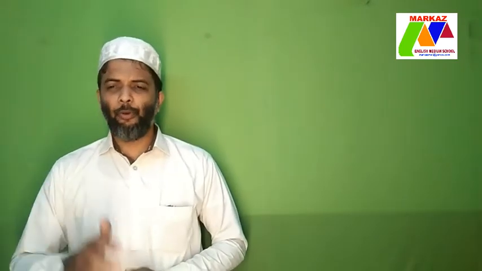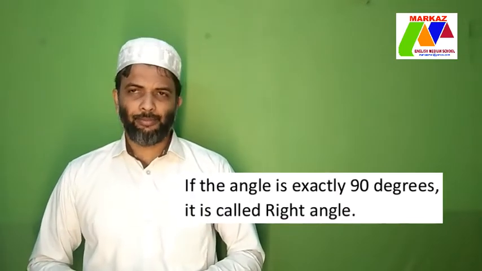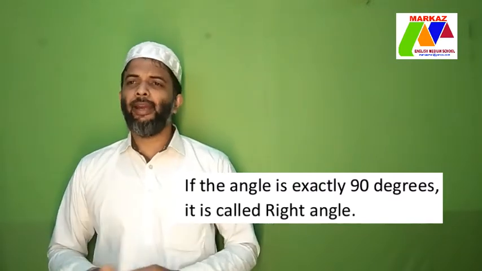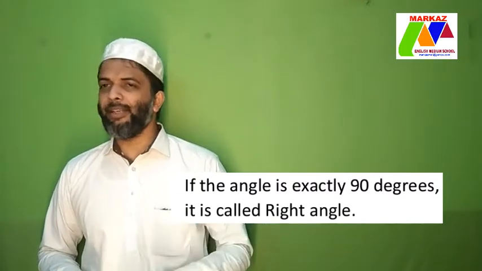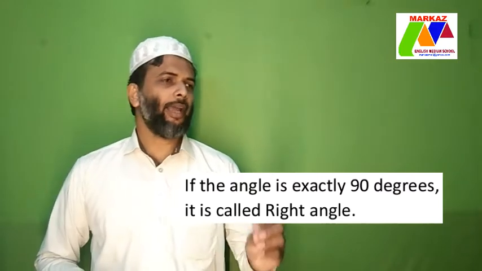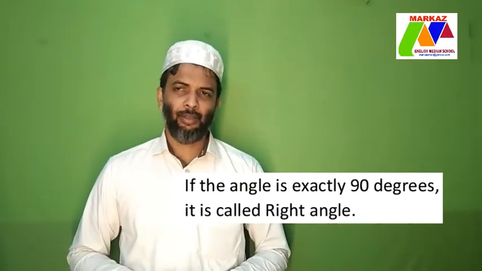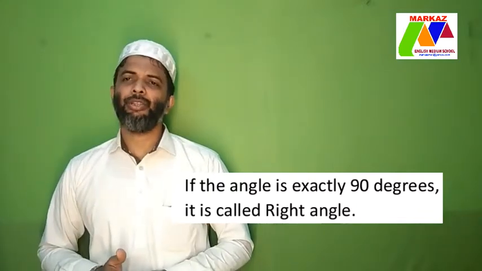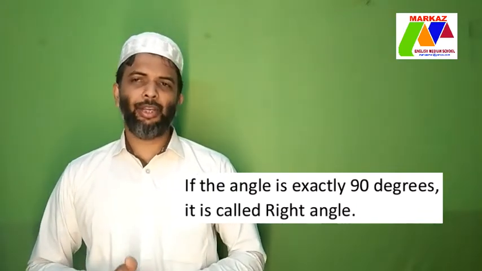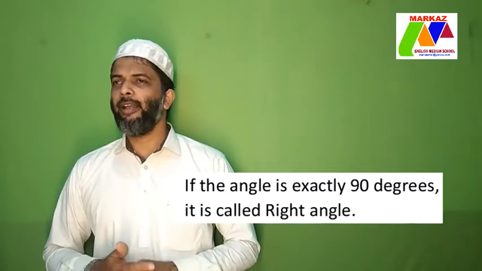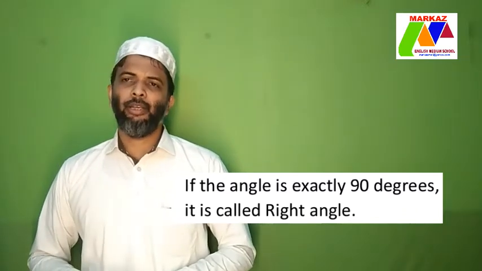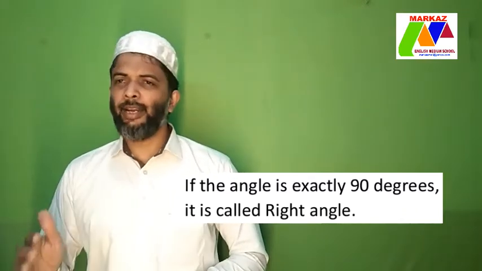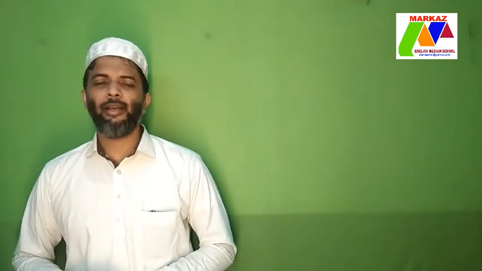Second type of angle, right angle. If the angle is exactly 90 degrees, it is called a right angle. Write the statement under the heading of right angle. If the angle is exactly 90 degrees, it is called a right angle.